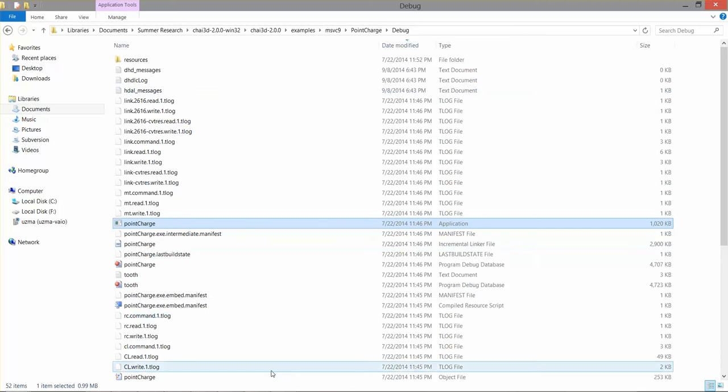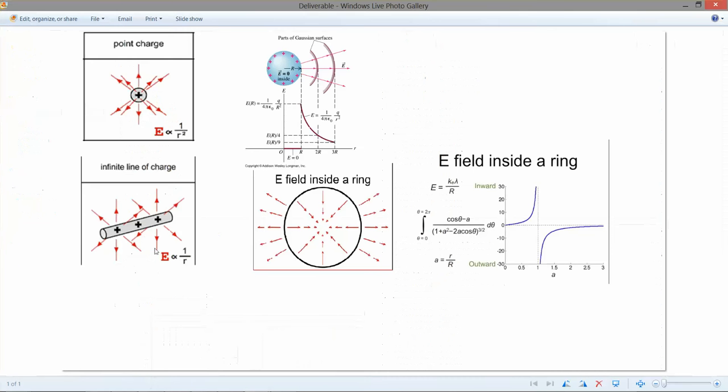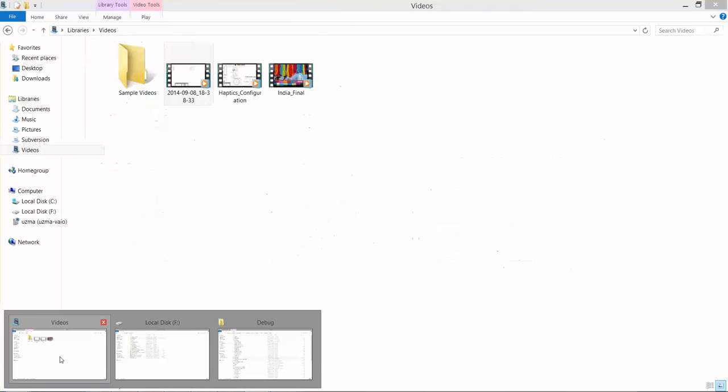So coming to our next configuration, which is line charge. As you can see in this figure, the electric field for a line charge is inversely proportional to the value of r, and we'll quickly see the simulation for that.